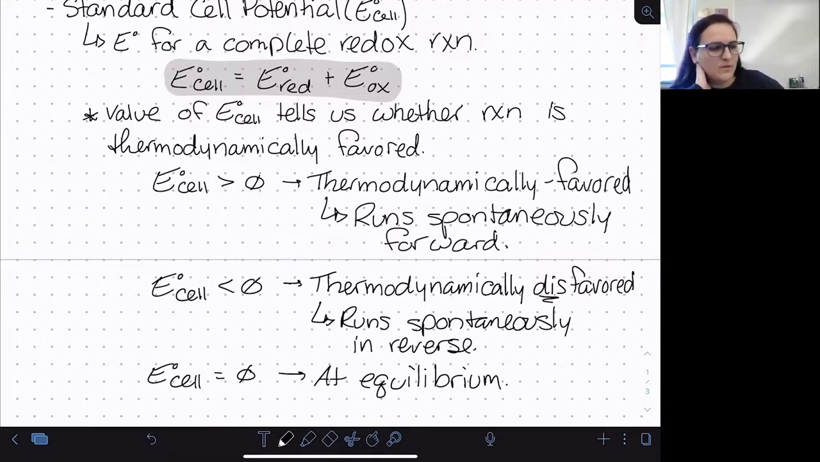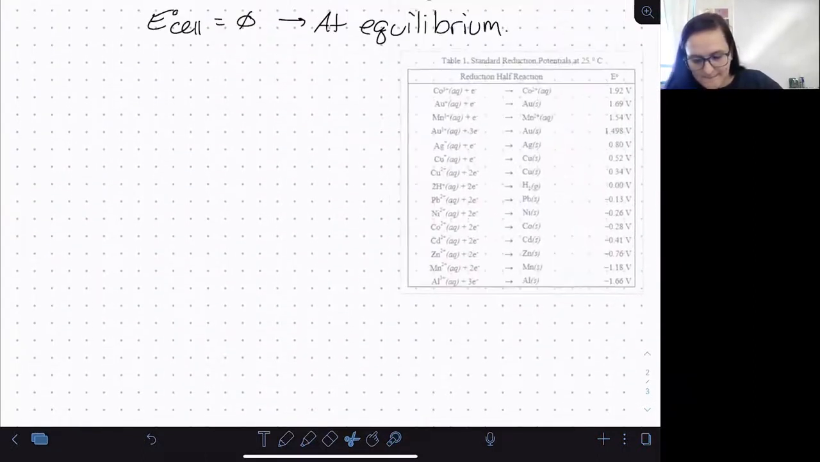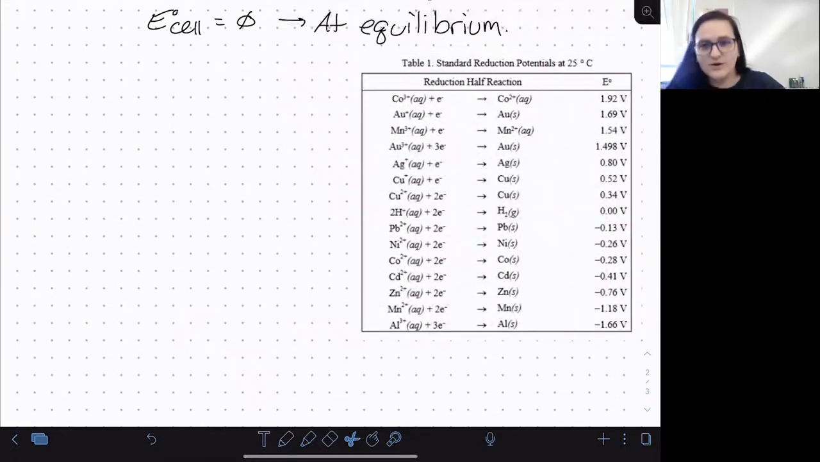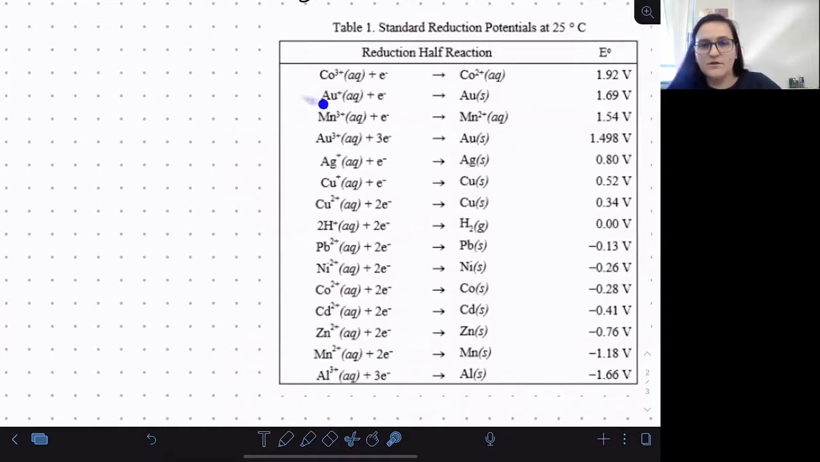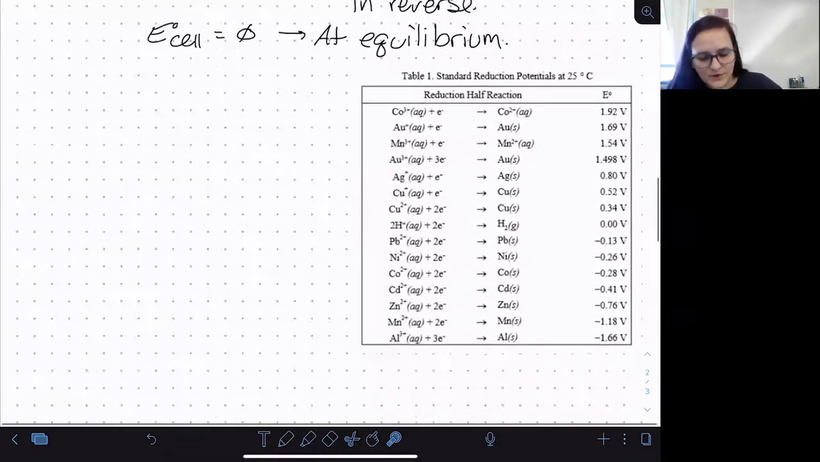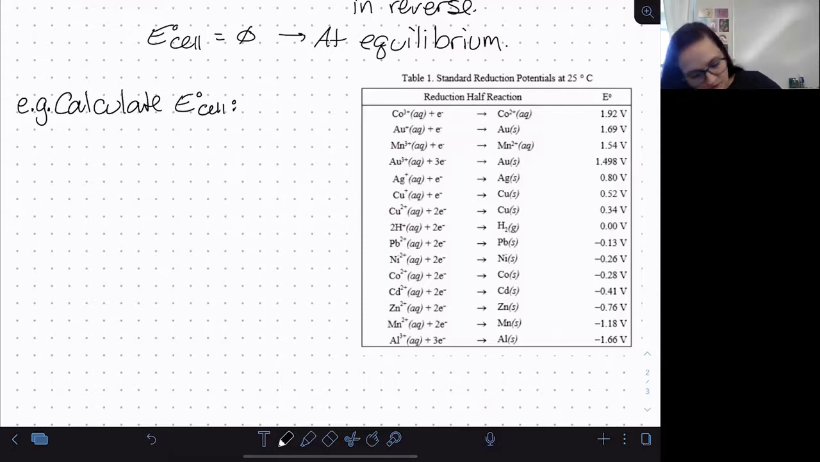So I want to do a couple examples of calculating the value of E naught cell. We're going to need a list of standard reduction potentials, which I've got down here. We can see that we have this list of standard reduction potentials. We're given the reduction half reaction for a bunch of different substances, as well as the standard potential value for each of those different things. So this is all we need to be able to calculate the value of E naught cell for a reaction.